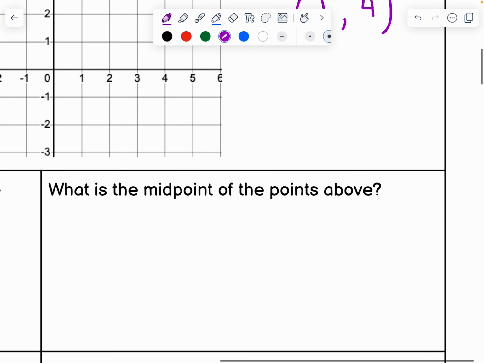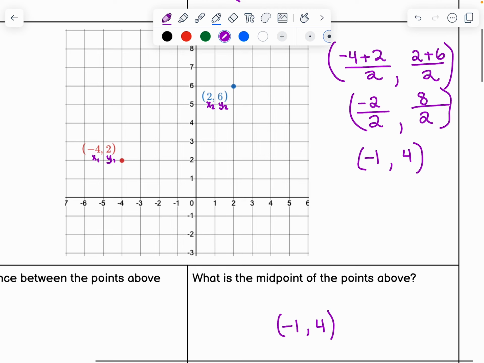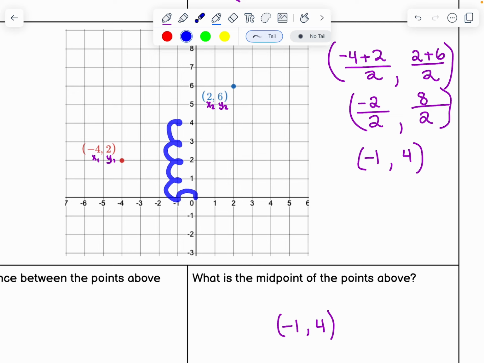So what is the midpoint of the points above? It is -1, 4. And let's graph that point. So the point -1 up 1, 2, 3, 4 is right here. And now I'm going to draw a segment connecting our 2 points. Go ahead and use the edge of your ID or a note card to do that. And this is our midpoint M. And M is exactly in the middle of this segment, so we can add tick marks here and here to show that.